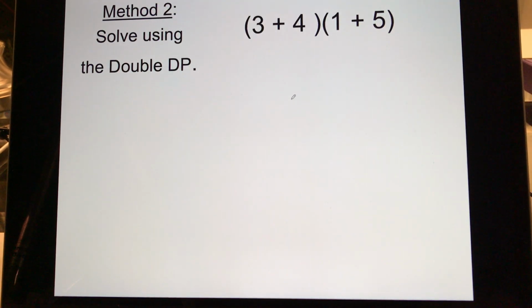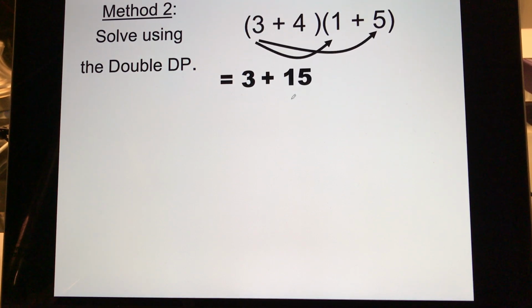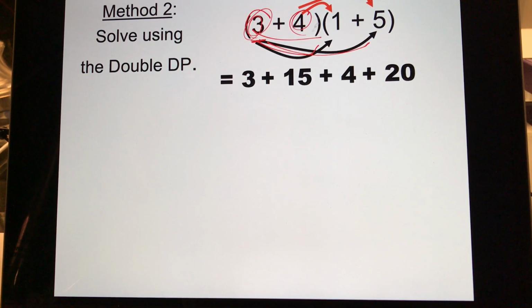Now we can also get 42 by using what we call the double distributive property. So that'll be method 2. We'll solve using this double distributive property. So I'm going to go 3 times 1, which is 3, and 3 times 5, which is 15. So I'm going to distribute this 3 through, and then I'm going to distribute the 4 through. 4 times 1 is 4, and 4 times 5 is 20. So I've done the distributive property twice. I've distributed the 3 through and distributed the 4 through. Now, of course, when I add those four numbers together, I also get 42. I get the same answer.